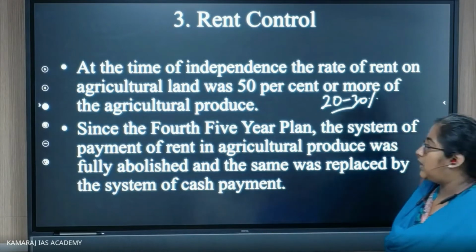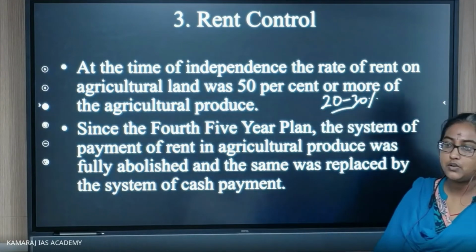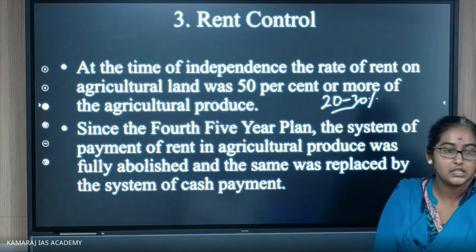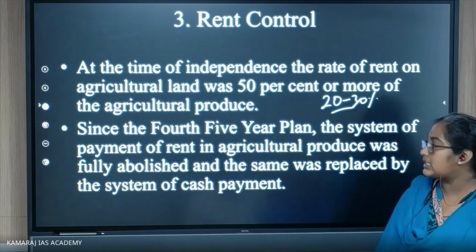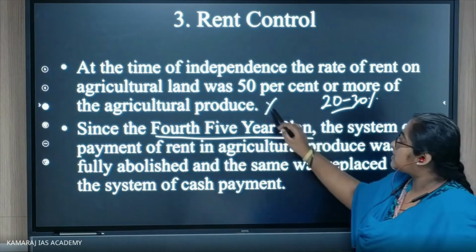It was going on like that. But what we did was, it was not sustainable. Some people's crop ratio is different, and their prices change. So it was not sustainable. So what we did was, from the 4th Five-Year Plan we stopped this practice.